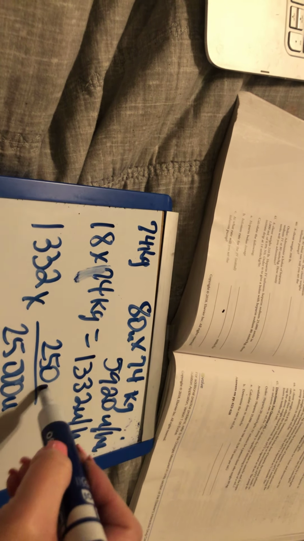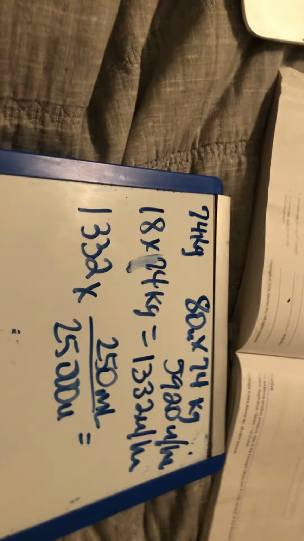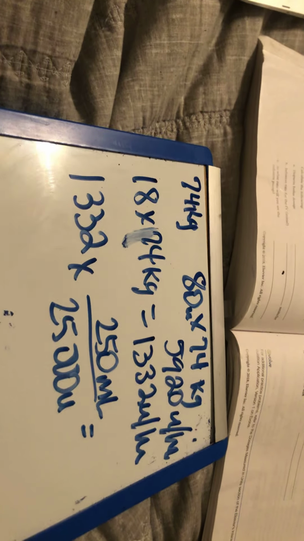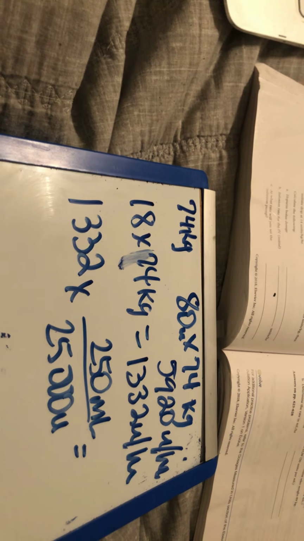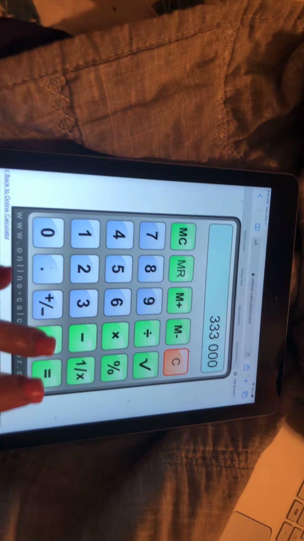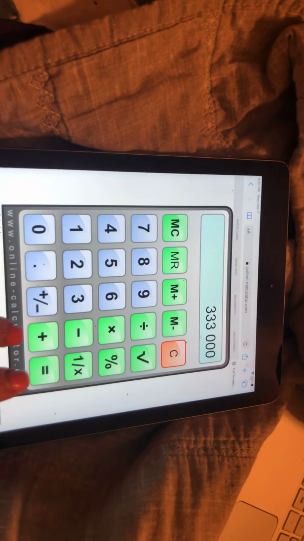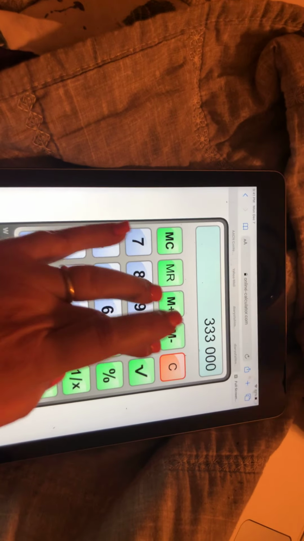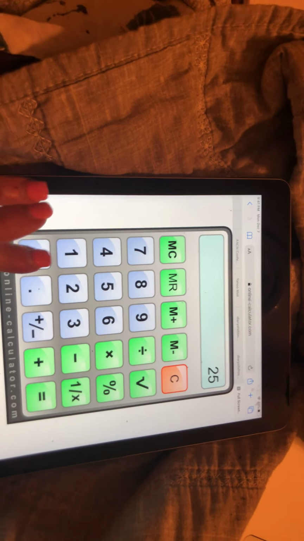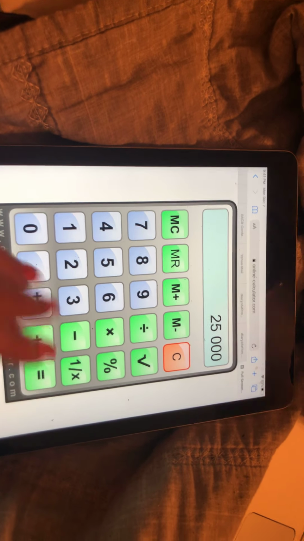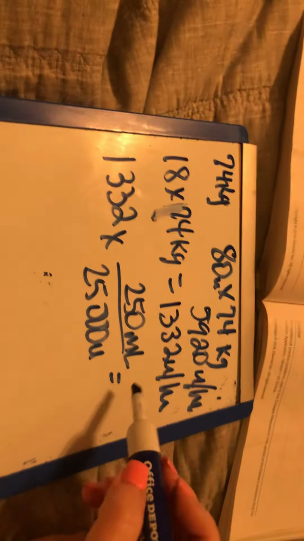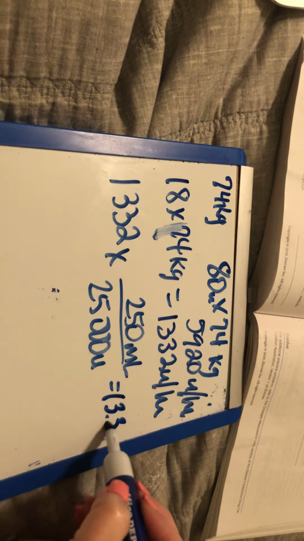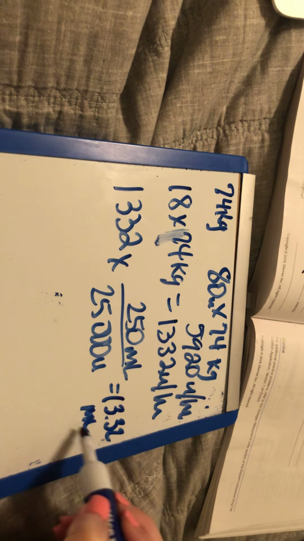So then we want to find our milliliters per hour based on our concentration of 25,000 units per 250 mils. So 1332 times 250 is 333,000. We're going to divide that by 25,000. And that gives us 13.32 milliliters per hour. Okay.